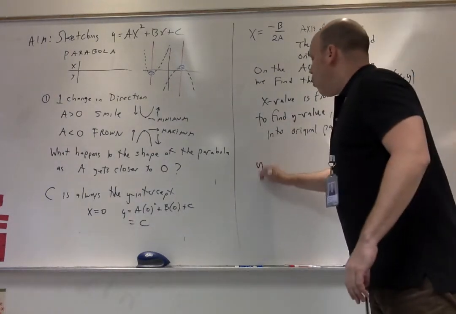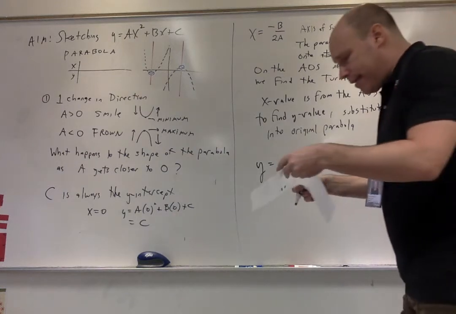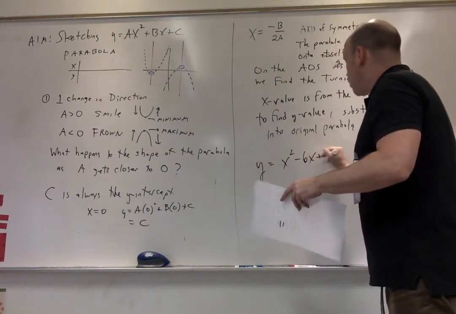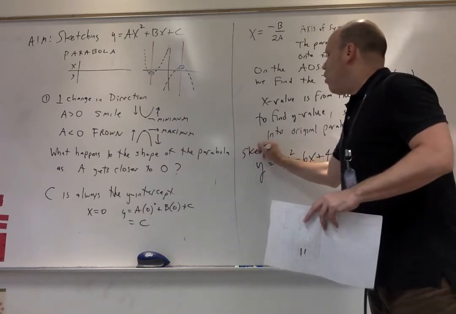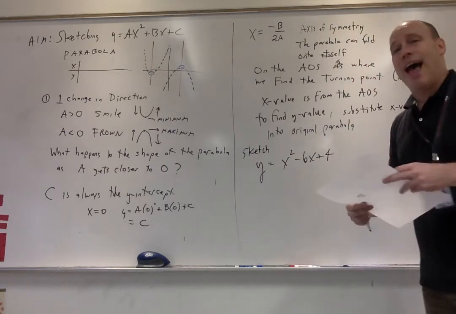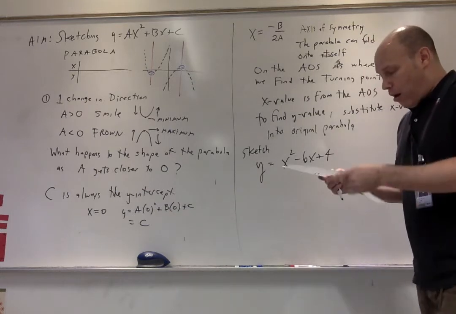First one, y equals x squared minus 6x plus 4. So we just want to sketch this. As I said before, you've done this in Desmos. Let's see if we can do this by hand. Some of you are taking analysis next year, and you're going to need to know how to do this.